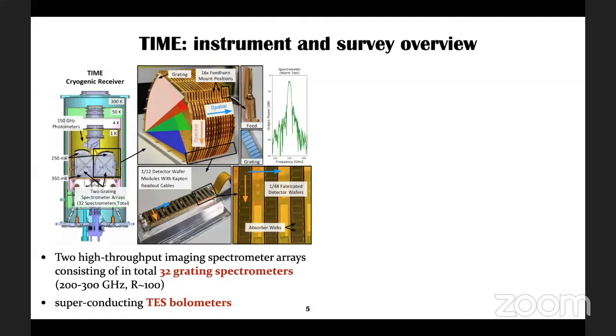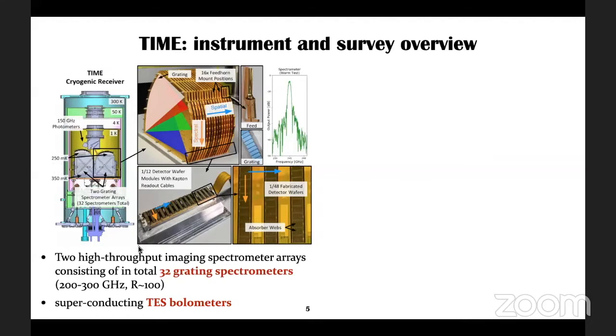Just to give you a quick overview of the instrument and the kind of survey that we'll conduct: the instrument of TIME is, simply speaking, a high throughput imaging spectrometer array consisting of two major components. One is a total of 32 grating spectrometers that are divided into two banks, one of which is shown here. The other is the superconducting TES bolometers, which is why we need this multi-stage cryogenic system to cool the detectors all the way down to about 250 millikelvin for the detectors to work.